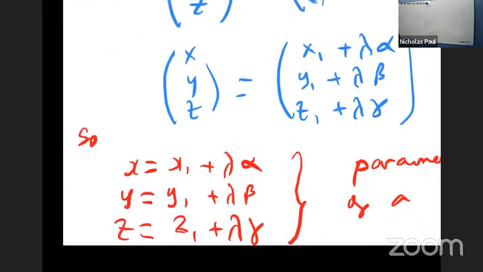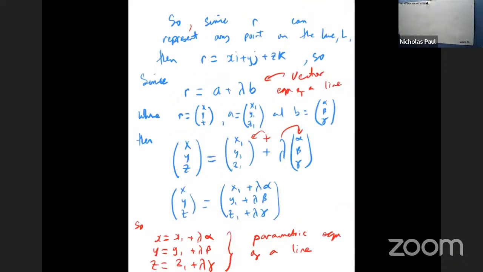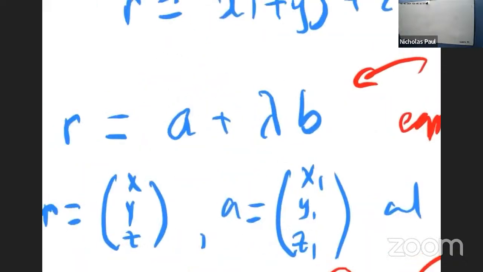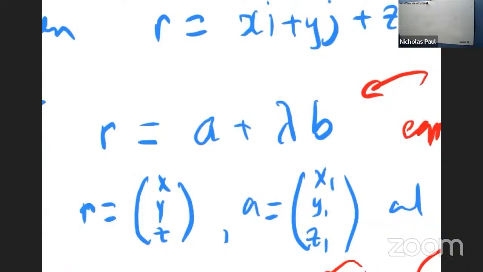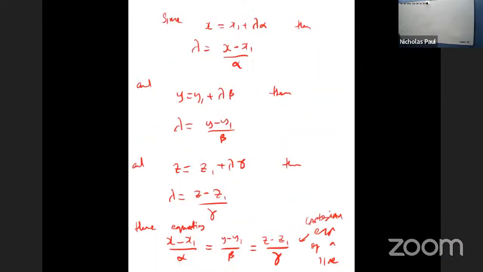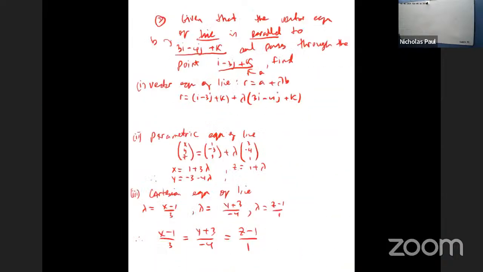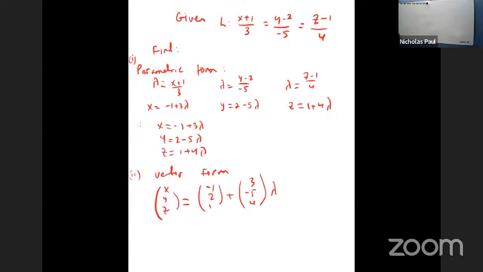parametric with x, y, and z in terms of lambda, and your vector equation of the form r = a + lambda b. What's A and B again? R is the equation, A is the point on the line, and B is the direction vector. All right, nice. Let's do one quickly.